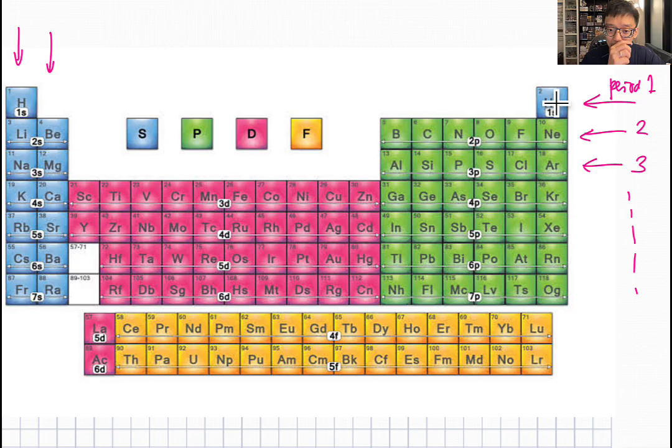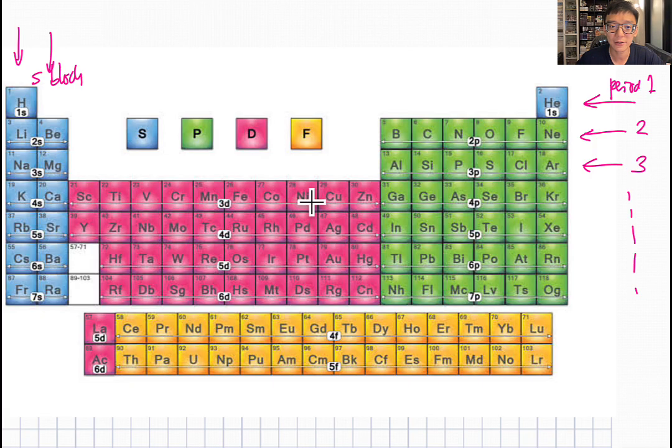Now you've learned about SPDF electron configuration. You also see that some parts of the periodic table are assigned to a specific block. For example, group 1 and group 2 are called the S block. So here is the S block. And in the middle part, the transition metals are called the D block. And then the green part is called the P block. And then for the F block, we will not learn it in the IB syllabus.